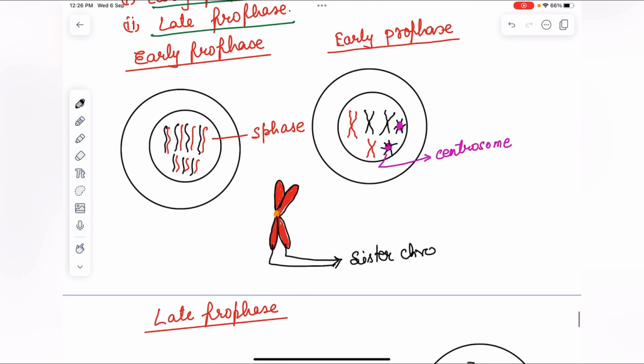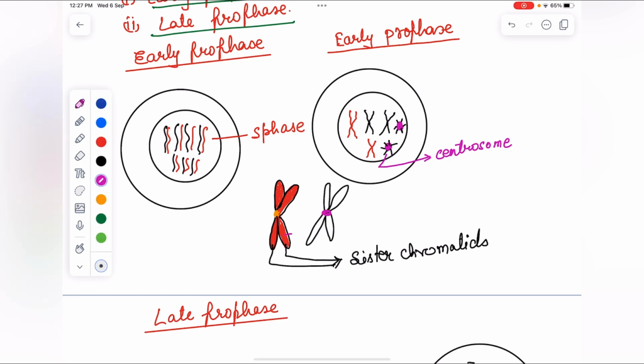Sister chromatids. So this and this will not be sister chromatids. These are homologous chromosomes, but these two will not be sister chromatids. Non-sister chromatids. This is the centromere through which the sister chromatids are attached.